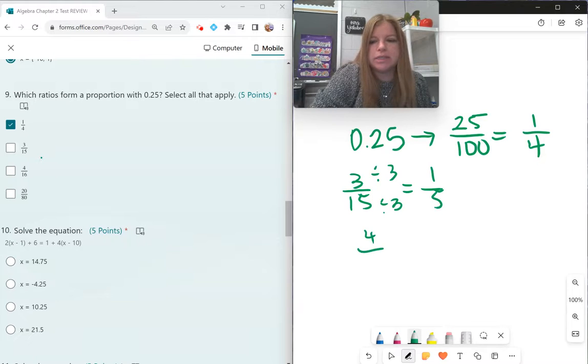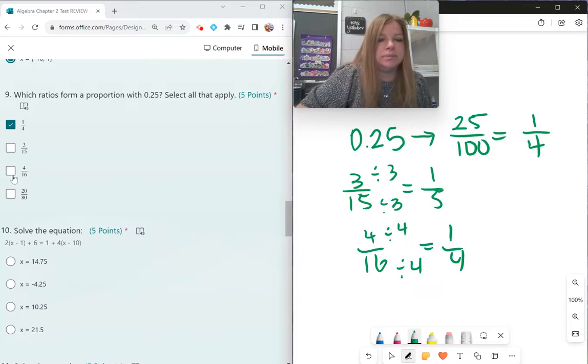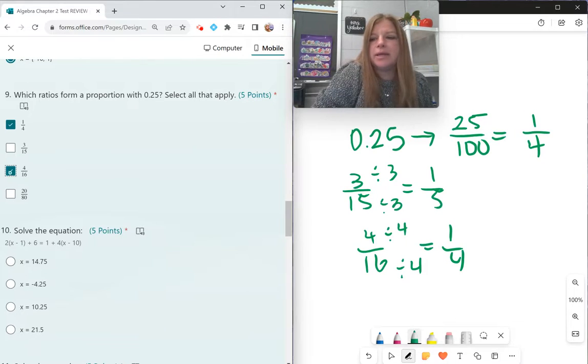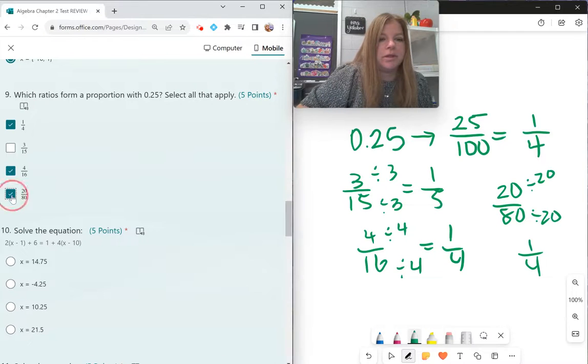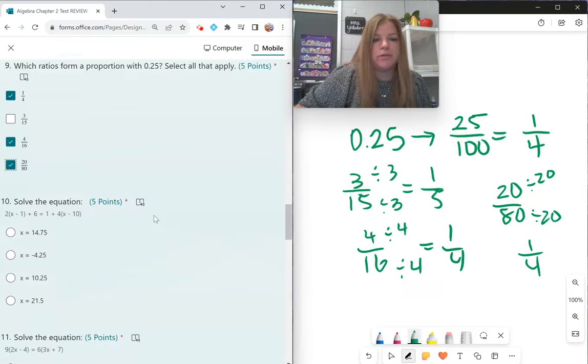If I look at 4 over 16, well, if I divide both of those by 4, I end up getting 1/4, so that one's good. And then 20 over 80, well, they're both divisible by 20, so if I divide both of those by 20, I also get 1/4. So 3 of those were equal to 1/4.